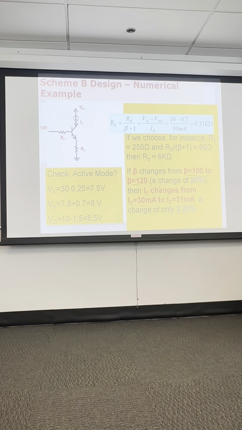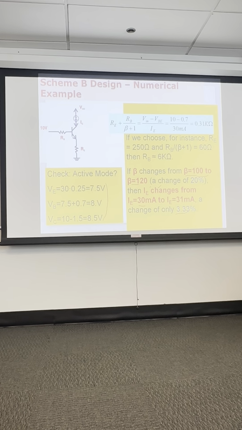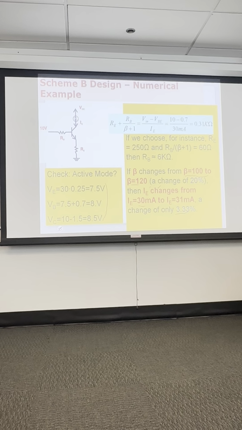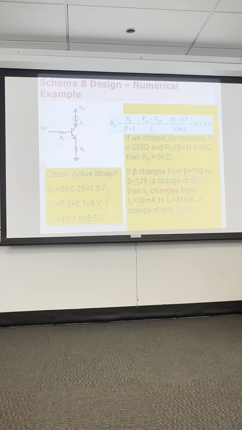With these combinations, then active mode check over here, the emitter is 7.5. And on an exam, when it says to check the active mode, other than V sub CE sat, these are the three numbers that you're checking. The emitter voltage is 7.5 here. The base voltage is 8. The collector voltage is 10 minus 1.5, which is equal to 8.5. So this basically confirms the active mode. So this is a usable circuit.